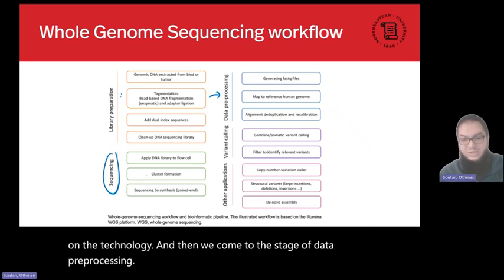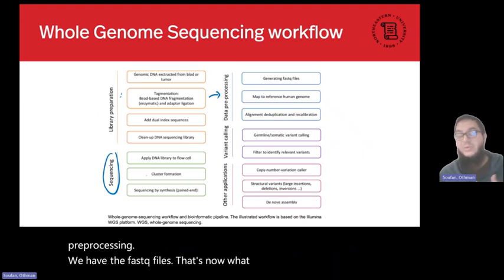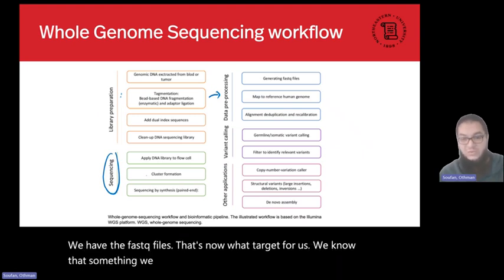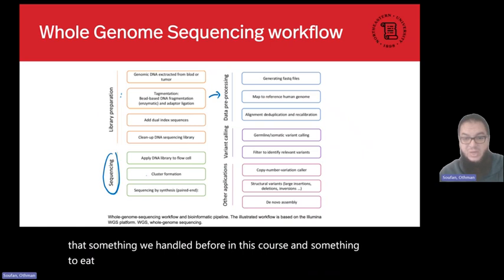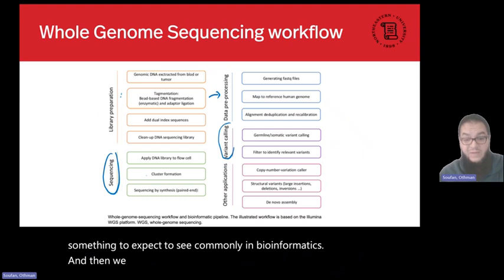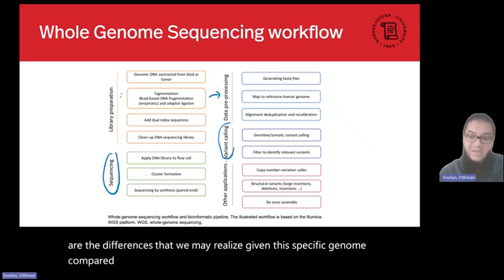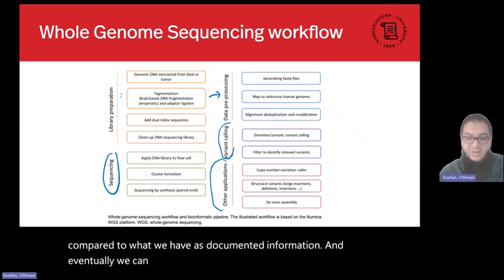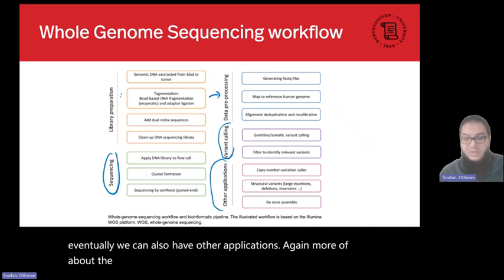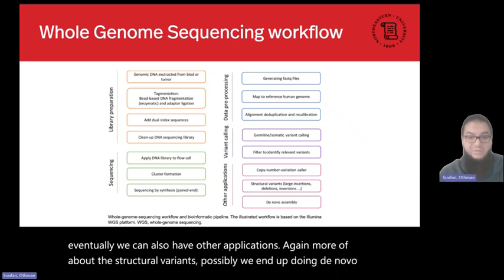We have the FASTQ files. That's now a target for us. We know that's something we handled before in this course, something to expect to see commonly in bioinformatics. And then we want to do variant calling to see what are the differences that we may realize given this specific genome compared to what we have as documented information. And eventually we can also have other applications, again more about the structural variants. Possibly we end up doing de novo assembly if we don't have a reference genome.